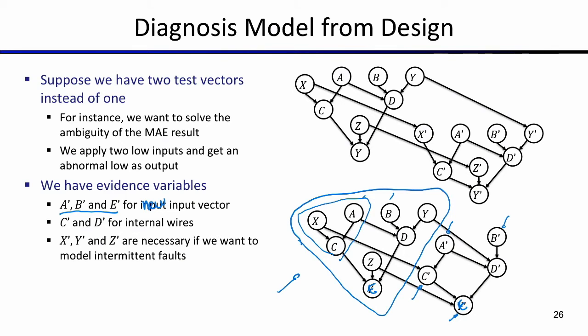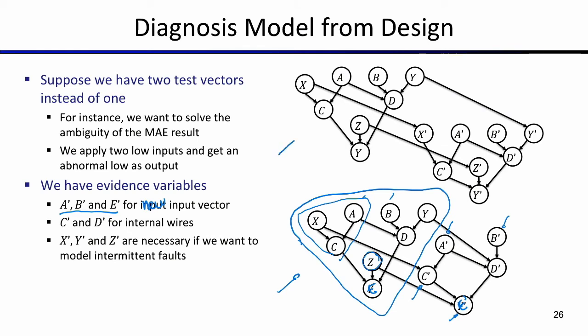And finally, E, that is the OR gate. This E prime here will be the result of the OR between C prime and D prime. There are the two internal wires, and also the internal state of the gate Z. So basically what we are doing here is growing the Bayesian network in order to accommodate the additional inputs.